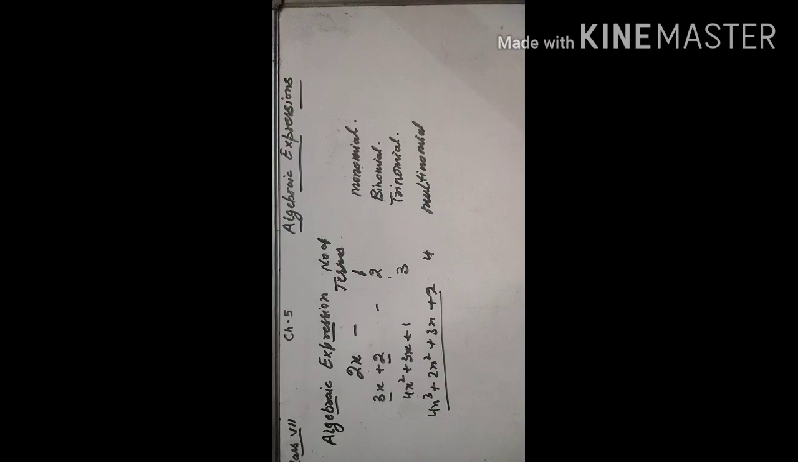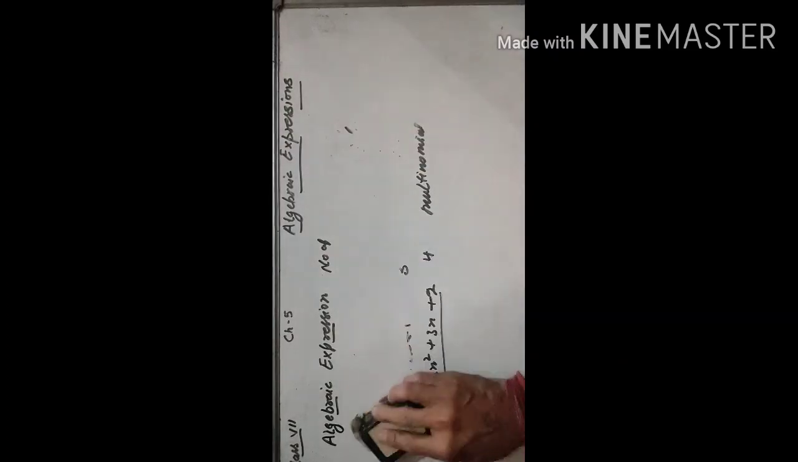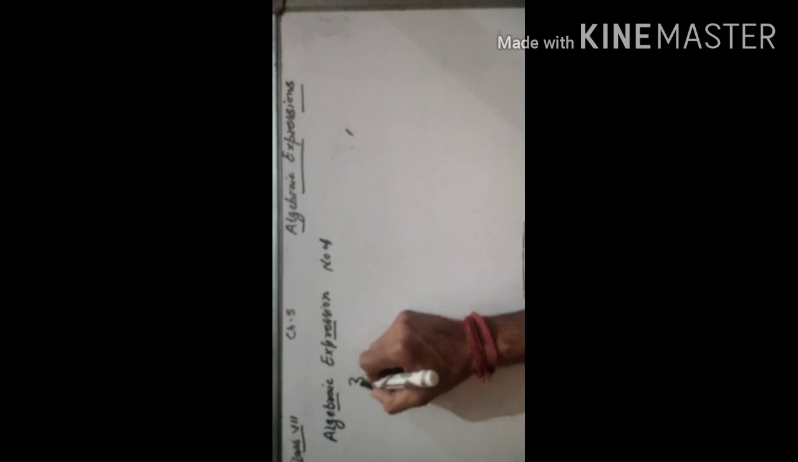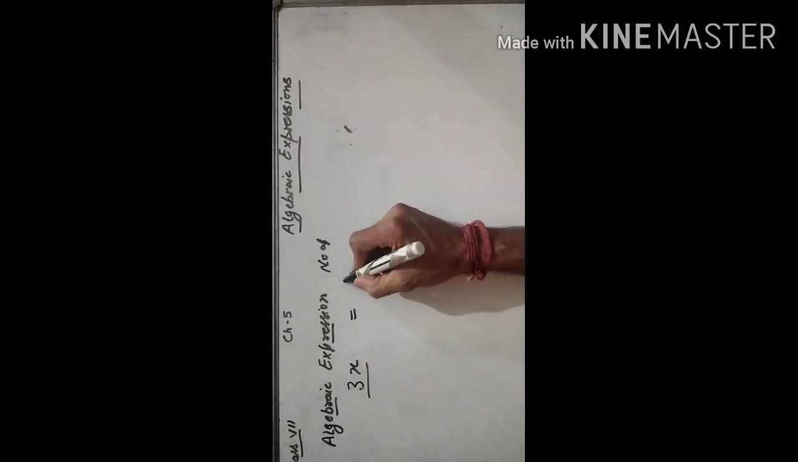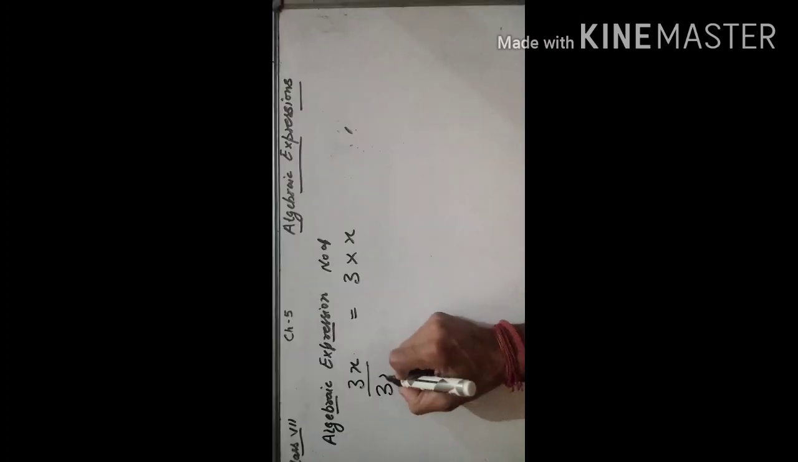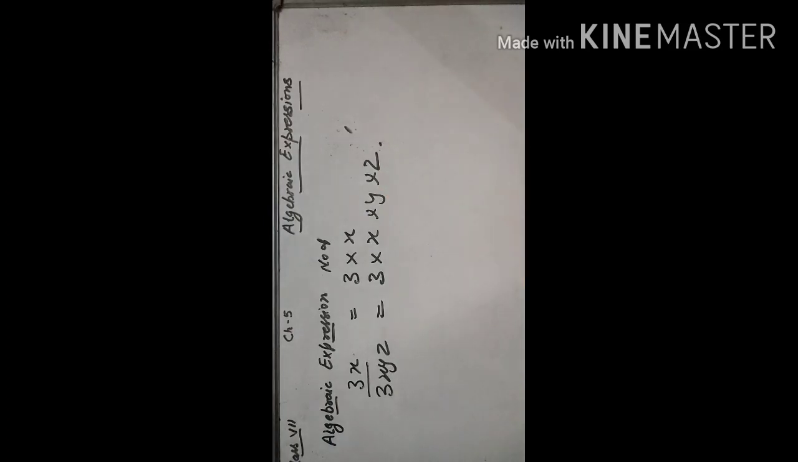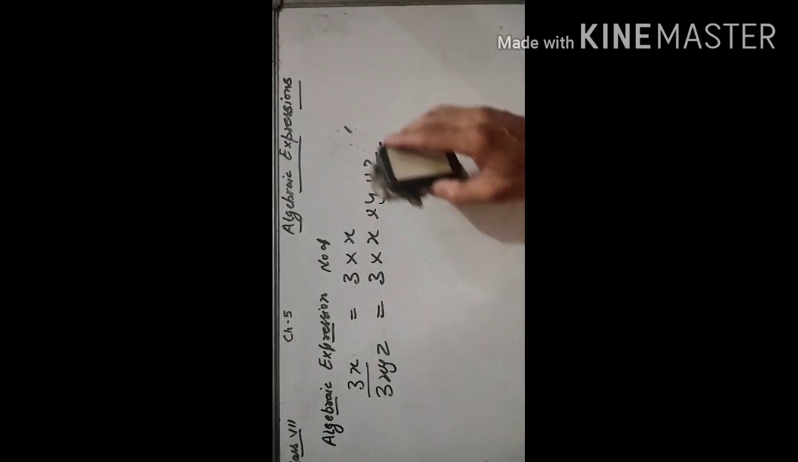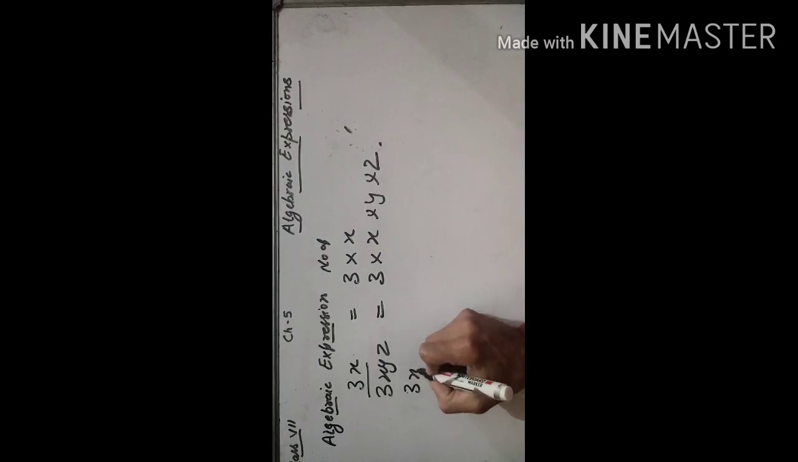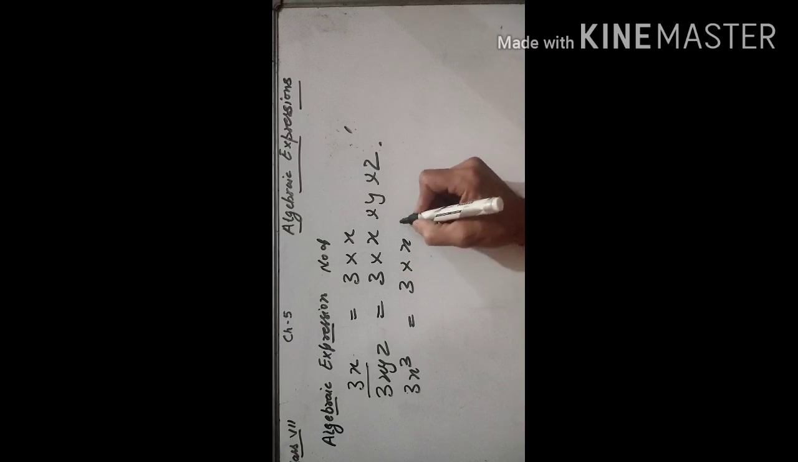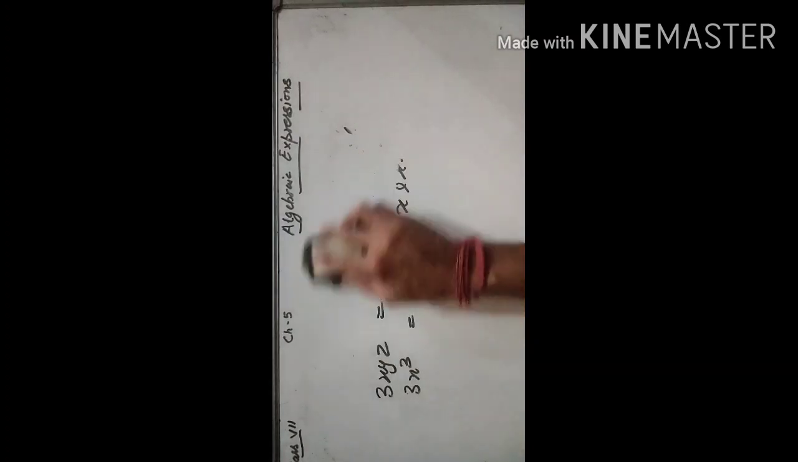Now next is product. When we write 3x, that means it is a product of 3 into x. Suppose 3xyz, then it is a product of 3 into x into y into z. These are called factors. Now factors of 3xyz are 3, x, y and z. And if it is 3x cube, then the factor is 3 into x into x into x. Now how to make a tree diagram?